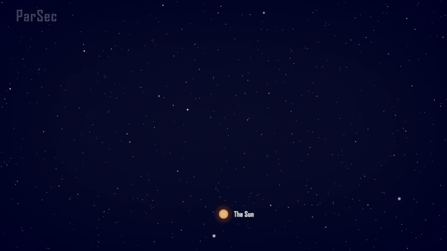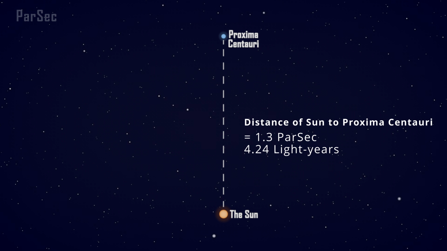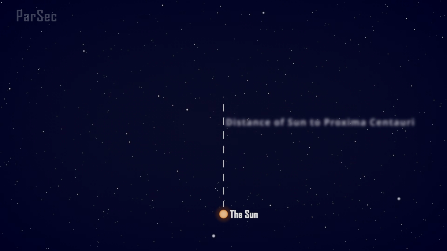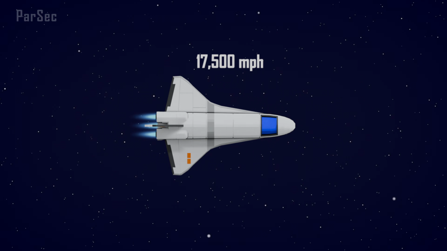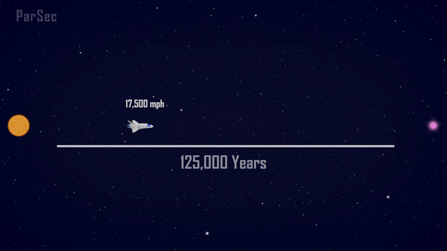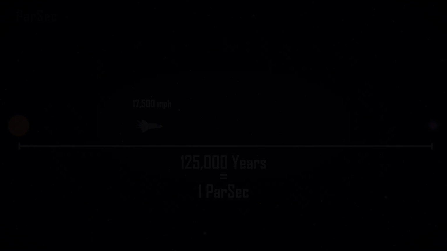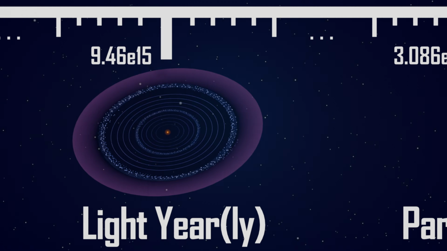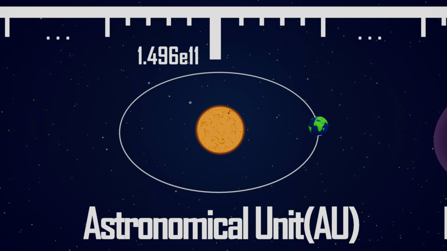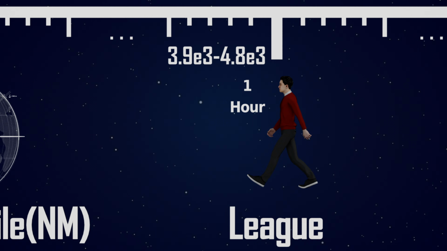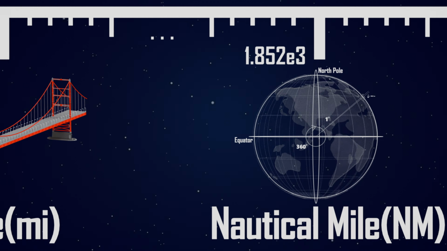The distance from the Sun to the nearest star, Proxima Centauri, is 1.3 parsecs. Traveling at your average spacecraft speed, it will still take 125,000 years to cover 1 parsec. So, from femtometer to meter to parsec, distance units are useful tools for measuring all sorts of things.